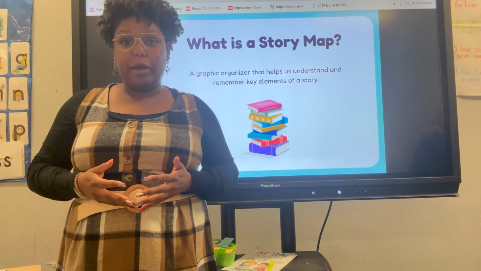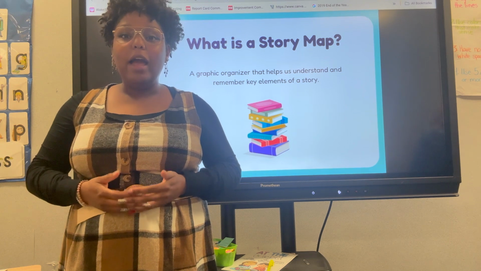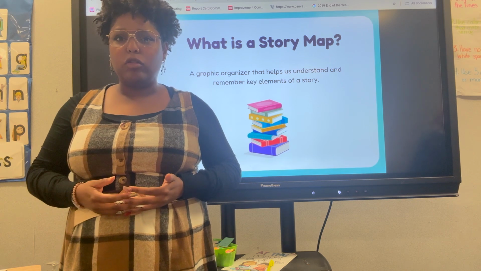So, what is a story map? A story map is a graphic organizer we can use to help us identify and remember key elements of a story. Now, let's cover these key elements really quickly.